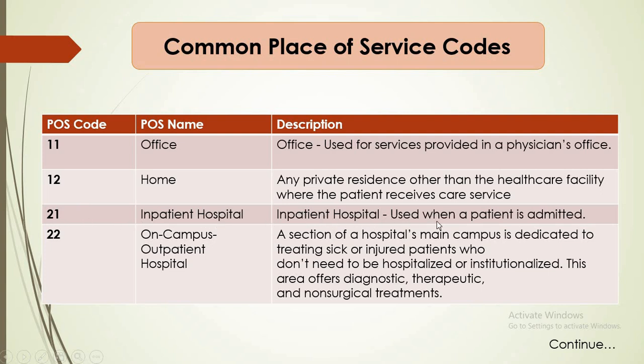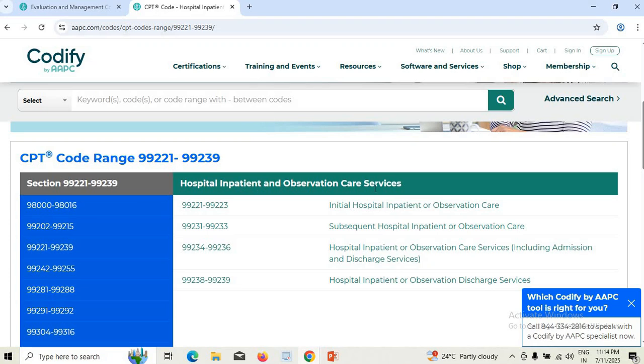Inpatient hospital, used when the patient is admitted. When patient is admitted to the hospital, then that claim will have place of service code 21. So as you know, the inpatient code sets are different. Hospital inpatient and observation care service, these are the code sets for inpatient E/M.